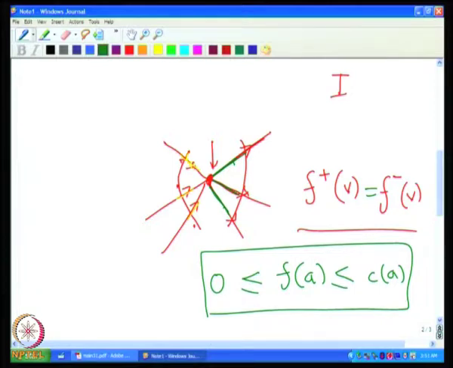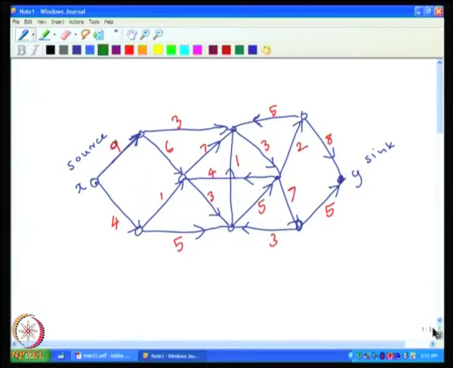Therefore, if the flow value defined on an edge is at most the capacity of that edge and at least 0, then it is called a feasible flow. Along with this capacity constraint, the conservation condition is the important thing. Then it is called a feasible flow. So, in this network we can define a feasible flow.